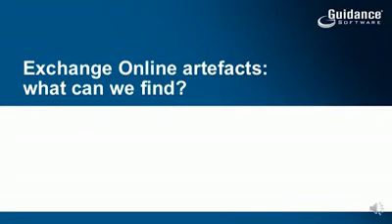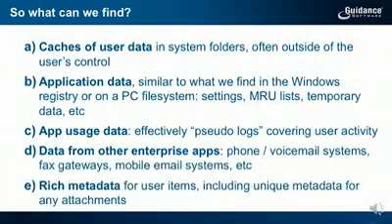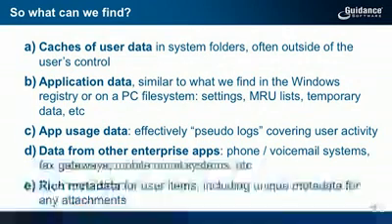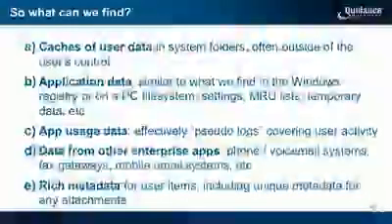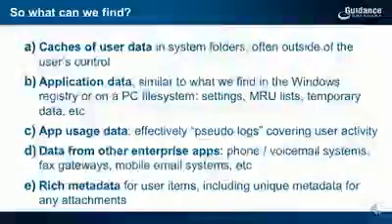Now that we understand the Exchange Online structure, now that we understand the true structure of a mailbox, what can we find inside? Broadly, we've got 5 categories of data. We can find caches of user data. So these are user emails, user calendar items, contacts, whatever, which are outside of the user's control, which the user may not be able to delete. So these are very useful shadow copies of user data in a sense, a bit like a Windows temporary files area.